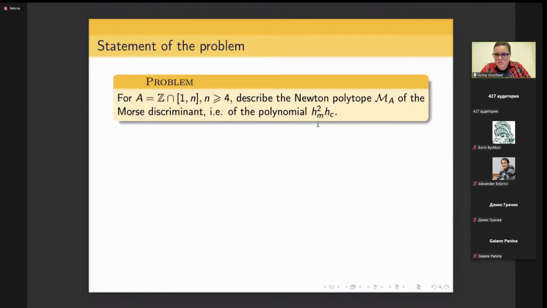Why do I do that? For now, let's just say it's for convenience. But later, hopefully, I will show you why I like to take the Maxwell stratum squared, and why I still prefer to multiply it by the caustic, even though the Newton polytope of the caustic is well known.